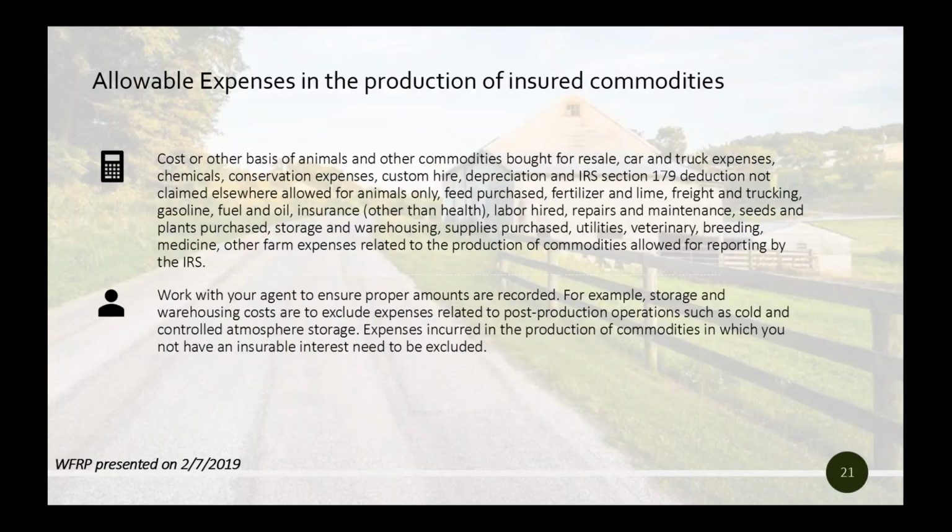So the purpose of allowable revenue and allowable expense worksheets is to identify revenue and expenses directly attributable from the production of insurable commodities. You will need to provide your agent documentation such as sales receipts, purchase receipts, etc., that explain what went into the numbers reported on the Schedule F or substitute Schedule F.